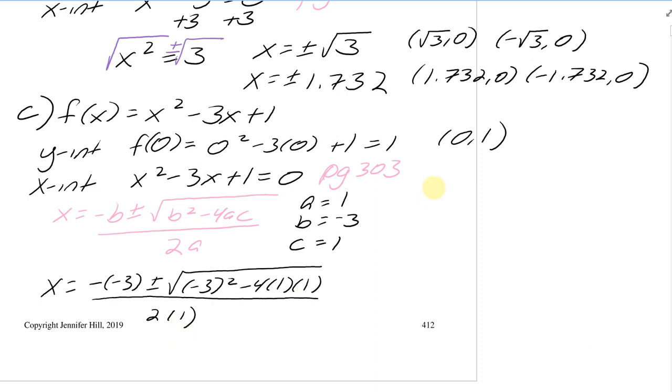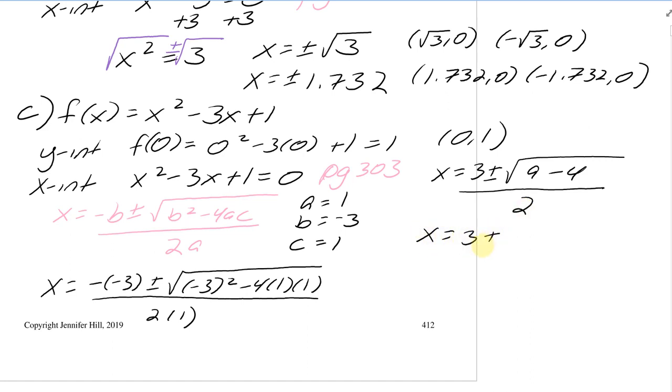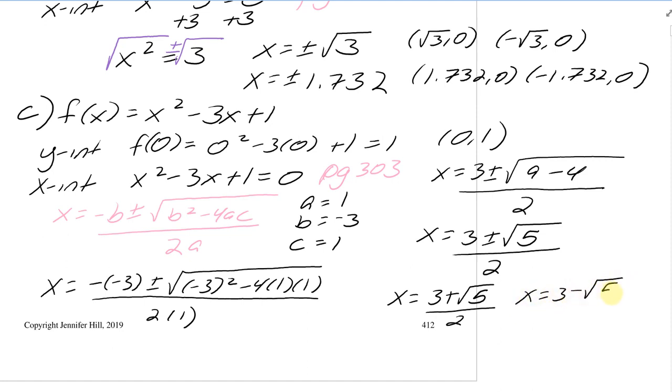So I will continue to work this out over here. This becomes 3 plus or minus the square root of 9 minus 4, divided by 2. And so then I get 3 plus or minus the square root of 5, over 2. And so now I've got to break this up into the two pieces. So x equals 3 plus the square root of 5 divided by 2, and x equals 3 minus the square root of 5 divided by 2.